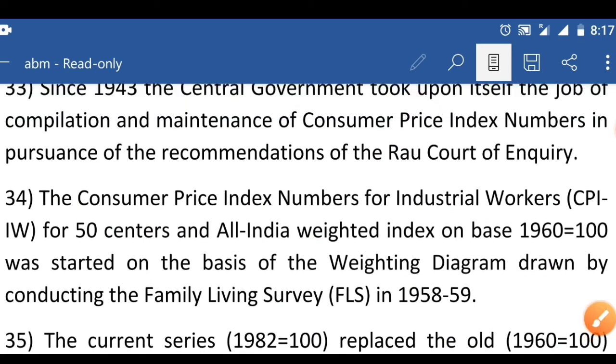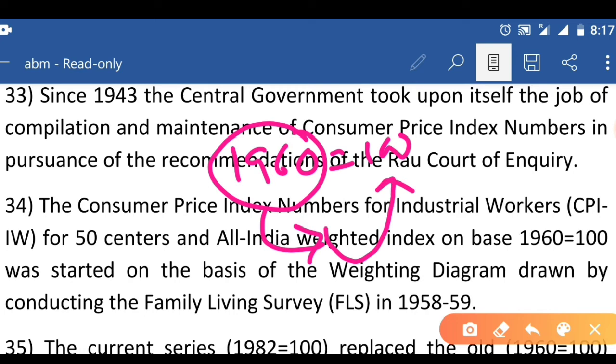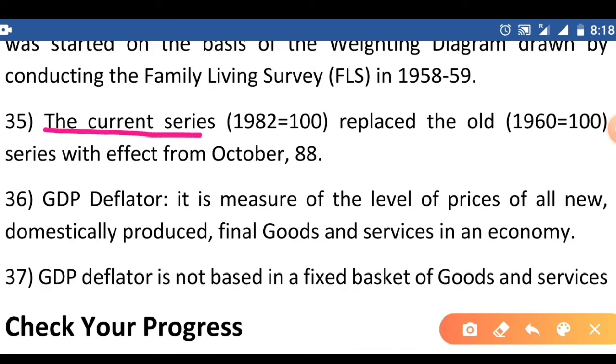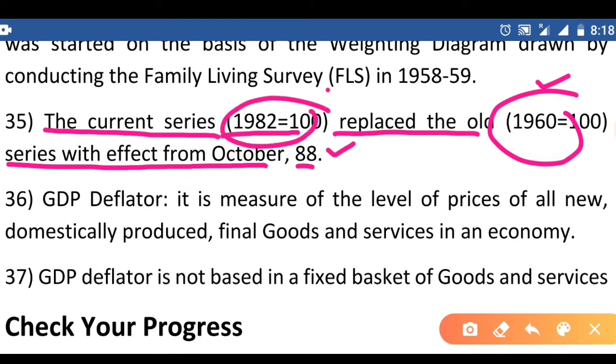So here 1960 equals to 100 means in goods and services in 1960 we are considering it as a 100. The current series 1982 equals to 100 replaced the old 1960 equals to 100 series with effect from October 88. So here earlier we had 1960 equals to 100 for base year of consumer price index. Now it has changed to 1982 equals to 100 with effect from 1988.